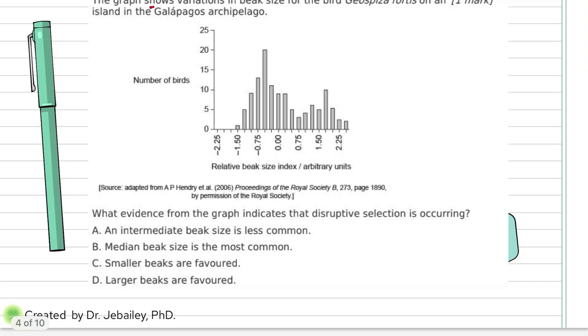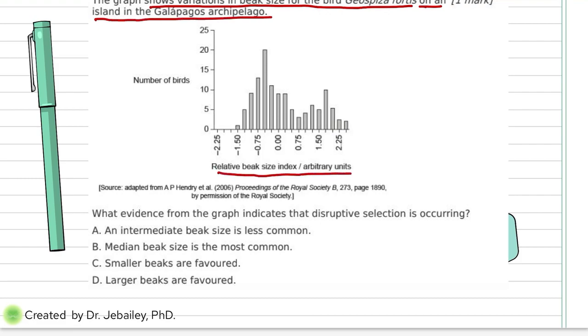Next, the graph shows variation in beak size for the bird Geospiza fortis on an island in the Galapagos archipelago. So here we're seeing relative beak size index and the number of birds. Just looking at the sizes, we can see that right here is the size the most birds have, which is about 0.75. That is the biggest one. And we can see that at 1.5, that is the lowest. Okay, we kind of looked at it.